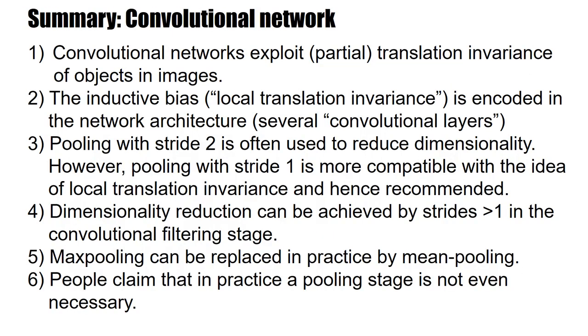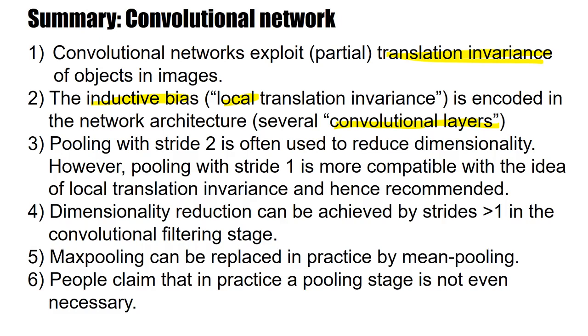So let's summarize. Convolutional networks exploit partial translation invariance of objects in images. Now, how do they exploit this? They exploit this by having an inductive bias. And the inductive bias is local translation invariance. And this is encoded in the network architecture in the form of these complex convolutional layers, where we have a filtering stage followed by a pooling stage.